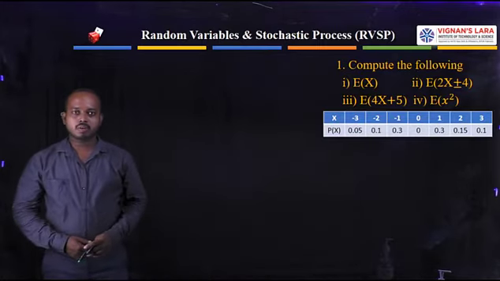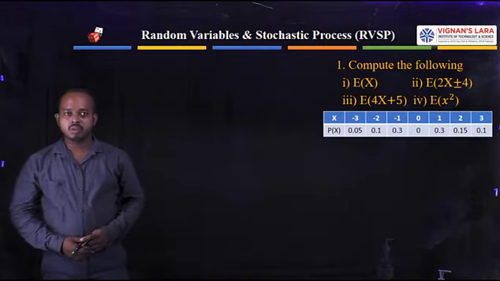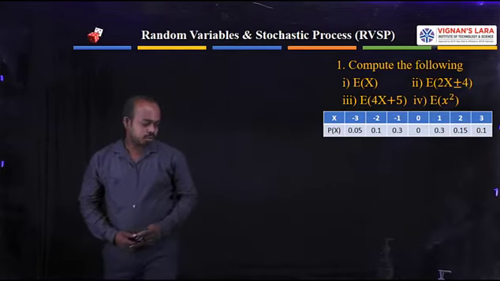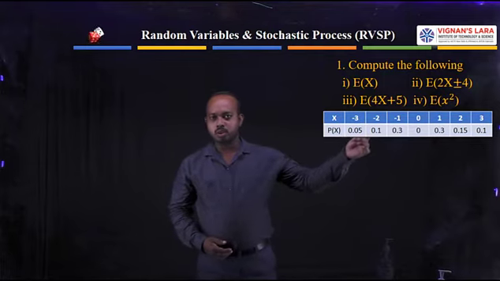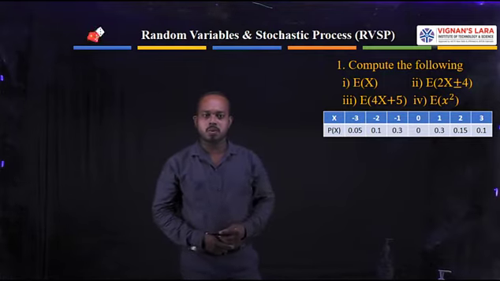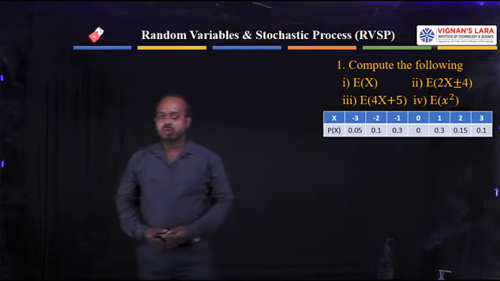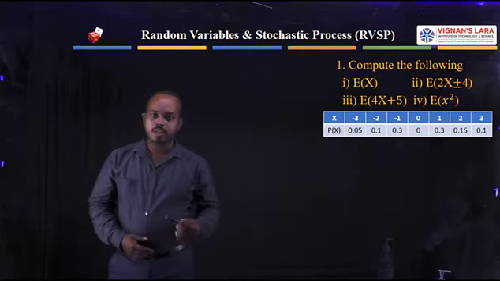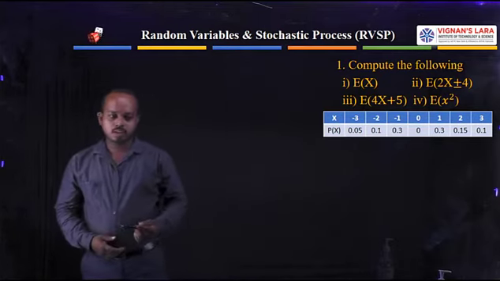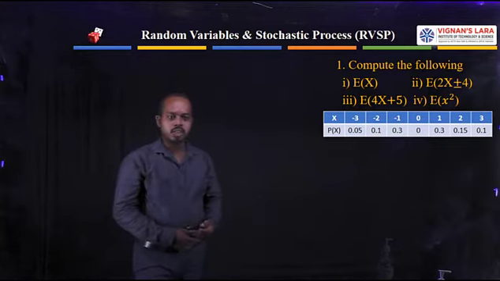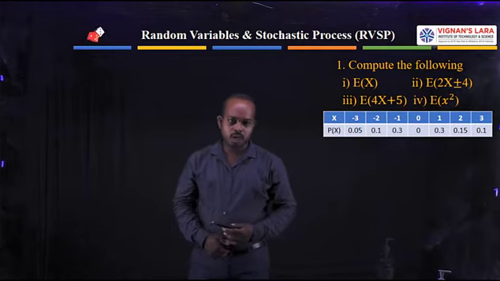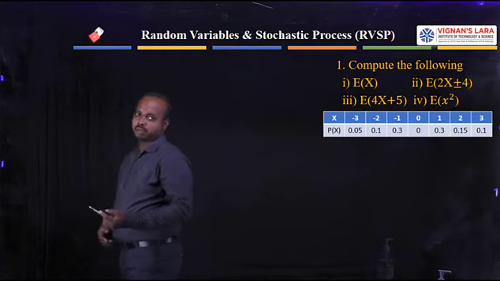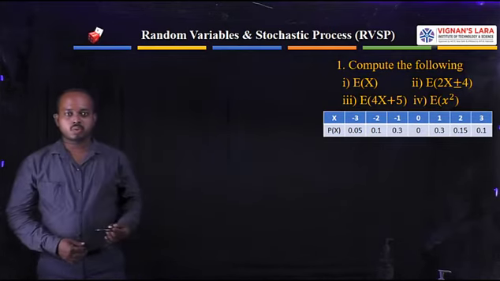See one example problem on expected value. Here some information is given. The information contains elements: the x quantities and the corresponding probabilities are given. It asks to find the expectation of x, then the expectation of 2x plus or minus 4, then the expectation of 4x plus 5, and the last is the expectation of x square. How do we find those quantities?